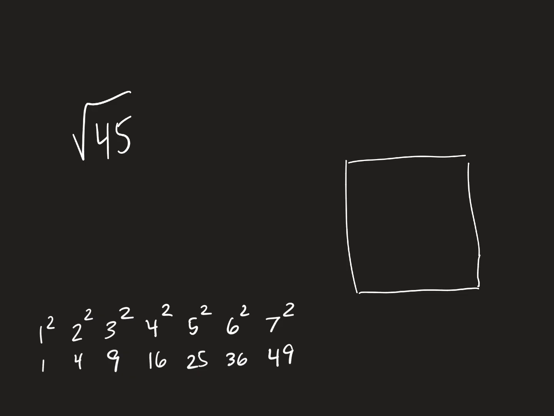So I know that my number, the square root of 45, is somewhere between 36 and 49, which means it's somewhere between 6 and 7. It's not 6 because 6 squared is 36. It's not 7 because 7 squared is 49. I know it's between the two. But if I actually want to simplify this, I do a different process.